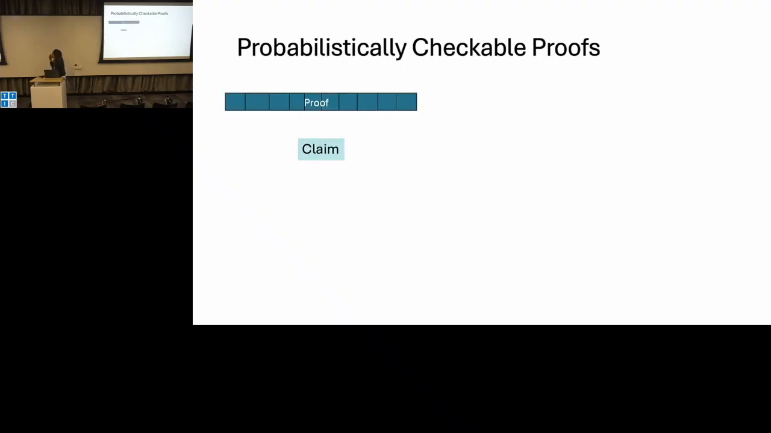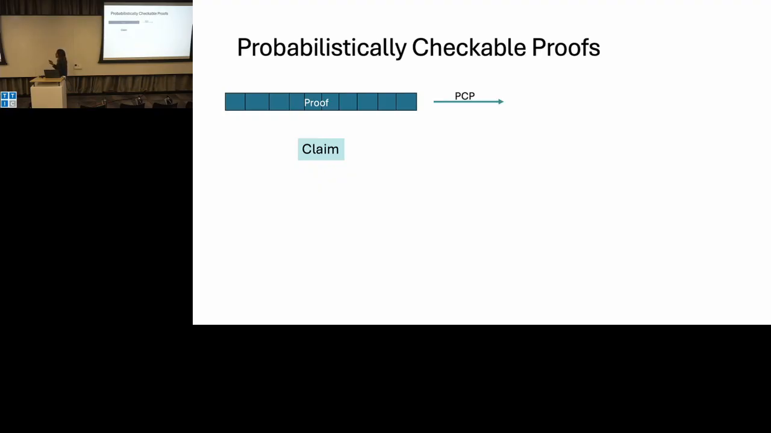So imagine that someone gives a claim to you, such as the Riemann hypothesis, and they give you a really long proof for this claim. Now one way you can check this proof is to go through it line by line and check whether the line you're reading follows from all the previous lines. But this might be really cumbersome and it would take time at least linear in the length of the proof.